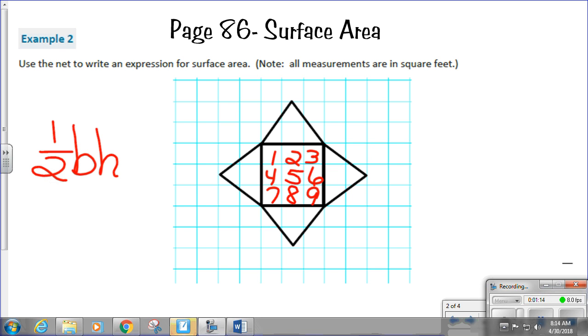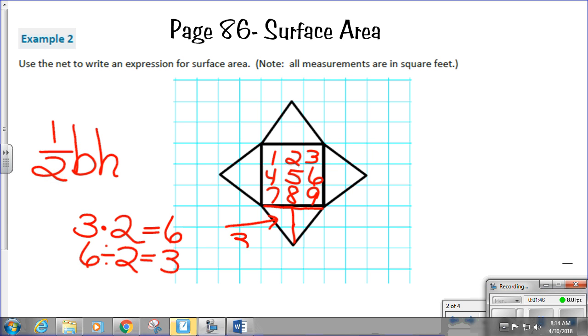Now I need to figure out each of the triangles. So let's start with this bottom triangle here. It has a base length of 1, 2, 3. So I know that the base in the first triangle is 3. And it is 1, 2 high. 3 times 2 is 6. Divide that by 2. So 6 divided by 2 is 3. So this triangle right here has a surface area of 3.